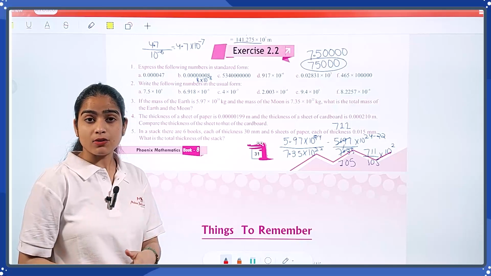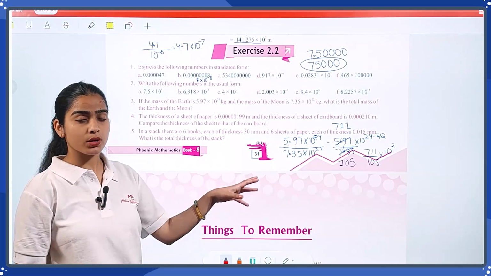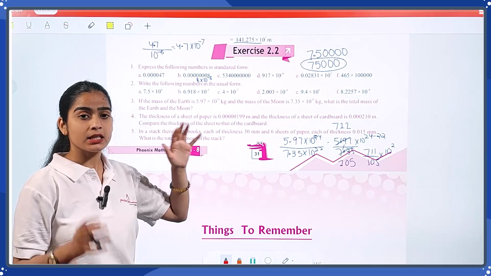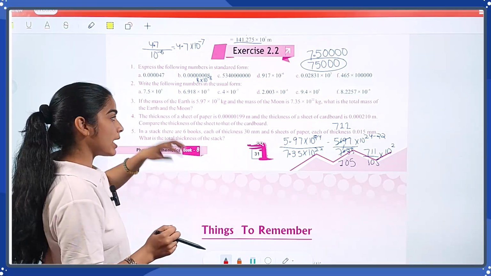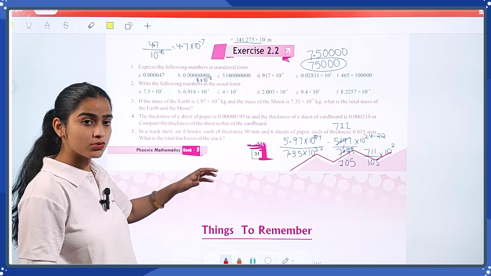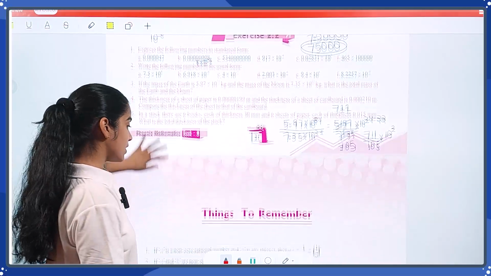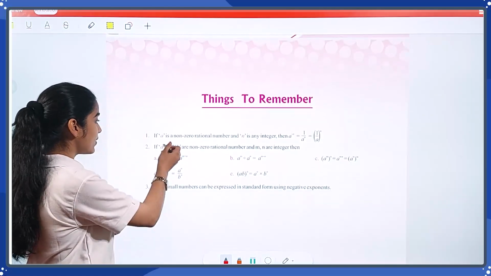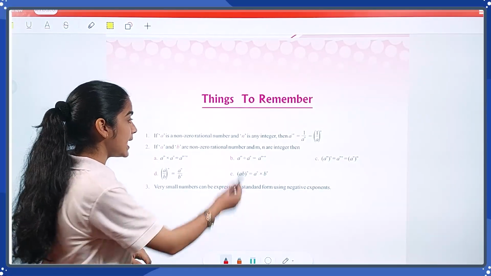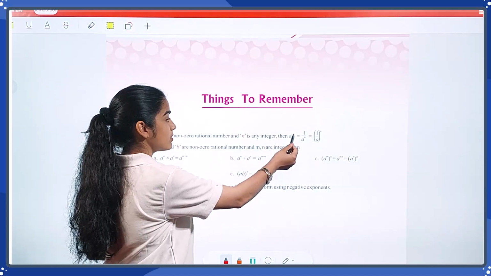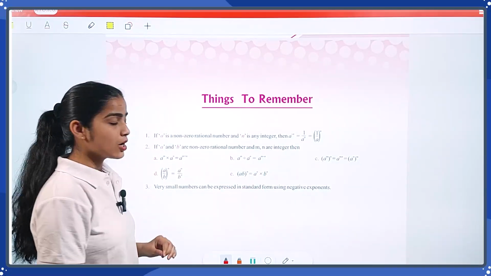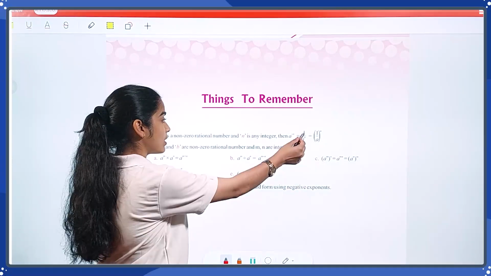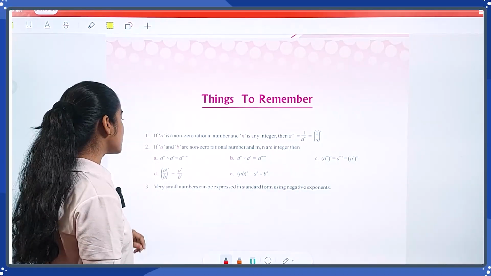So if there are any doubts, you have to go back to where you have your examples, learn them again, keep the concept in your mind, then come back to your exercise and try to solve those questions which you were not able to solve. Now the things which we have to remember while solving this chapter: if a is a non-zero rational number and n is any integer, then a raised to the power minus n is equal to 1 by a raised to the power n, which is positive.